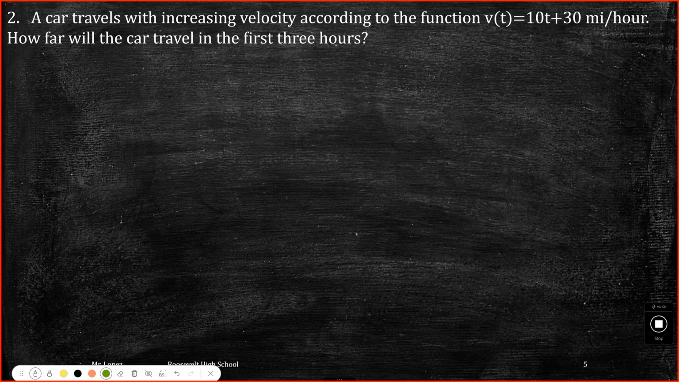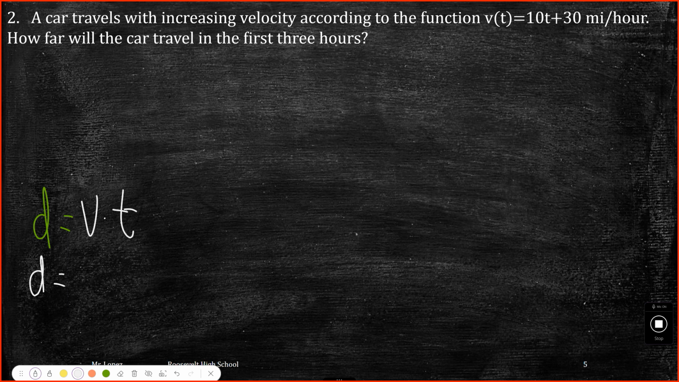Let's move. Number 2. A car travels with increasing velocity according to the function v of t equals 10t plus 30 miles an hour. How far will the car travel in the first 3 hours? So we said distance equals, what was it? Velocity times time? Let's see. So distance is going to equal, well, definitely we know time is 3.